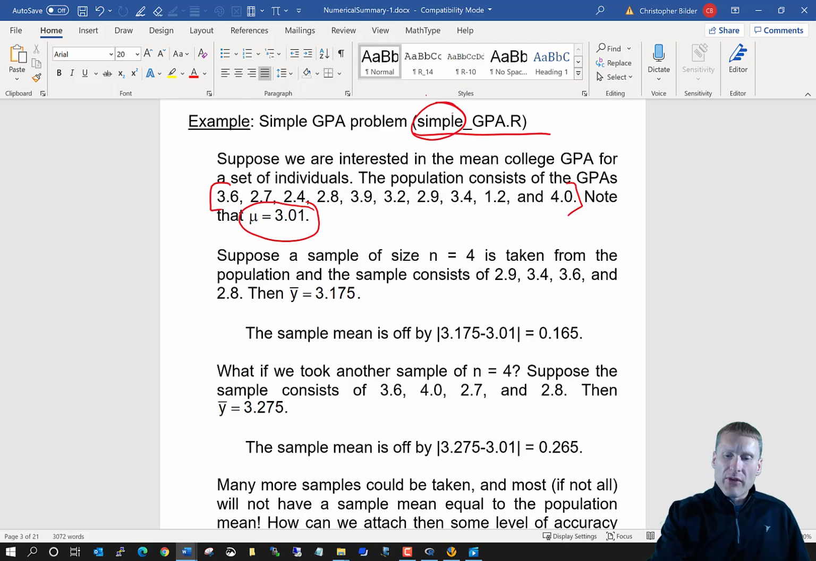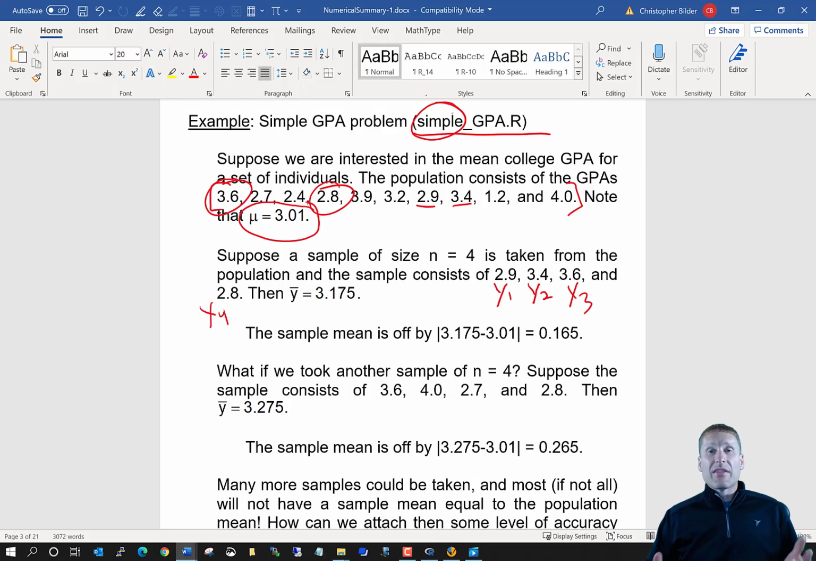So perhaps the first time that we sampled one item, we got 2.9. So it's this one right there. The second sampled value was 3.4. The third one was 3.6. And the fourth one was 2.8. And if you average those, simply you get 3.175.